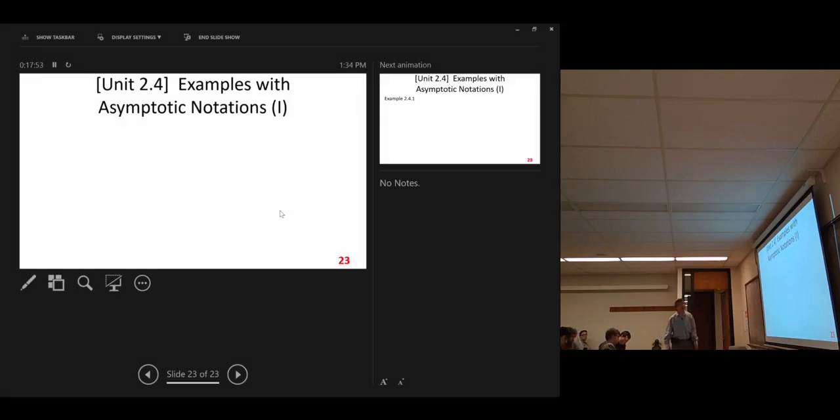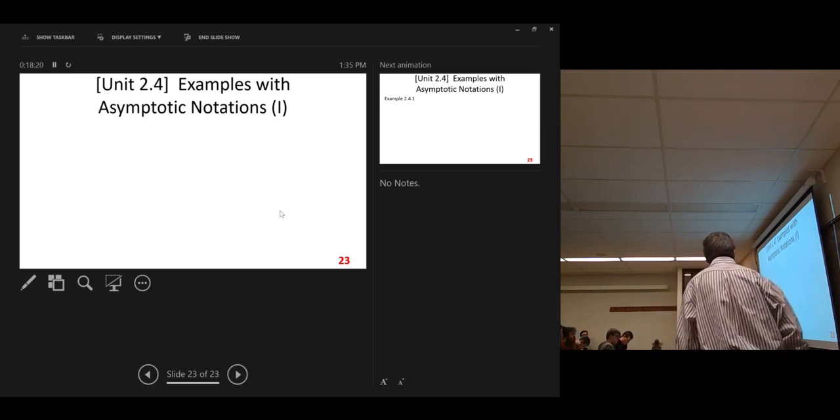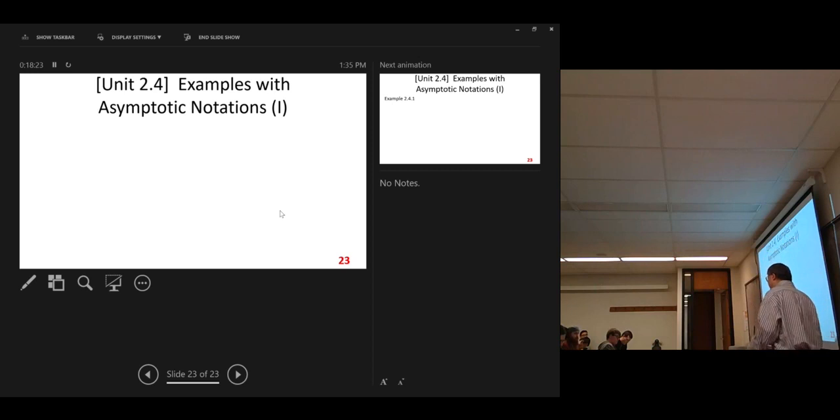Next, after we learn the asymptotic notation, now we want to do some examples. So we want to compare two growth functions and see which category each one belongs to. All right. So in this unit 2.4, I want to show you a sequence of examples, several examples.